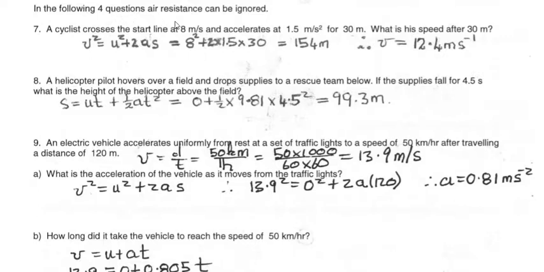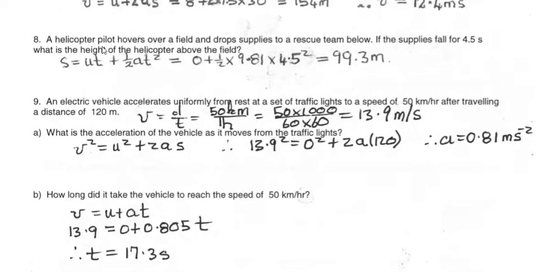In the following 4 questions, air resistance can be ignored. 7. A cyclist crosses the start line at 8 meters per second and accelerates at 1.5 meters per second squared for 30 meters. What's his speed after 30 meters? Use v squared equals u squared plus 2as. 8 squared plus 2 times 1.5 times 30 gives 154. Therefore the final speed is 12.4 meters per second.